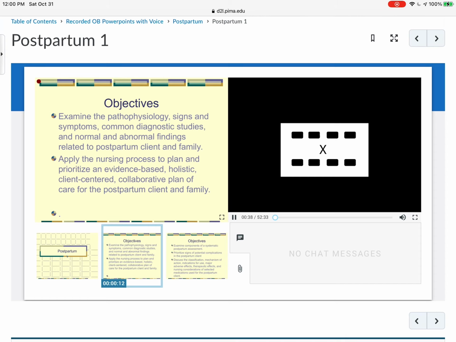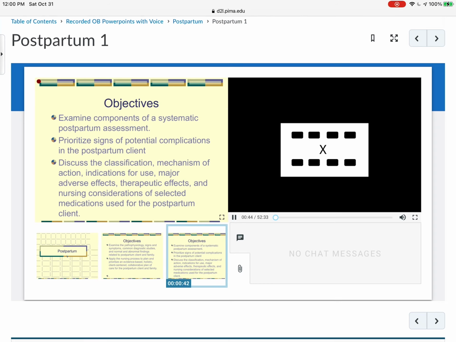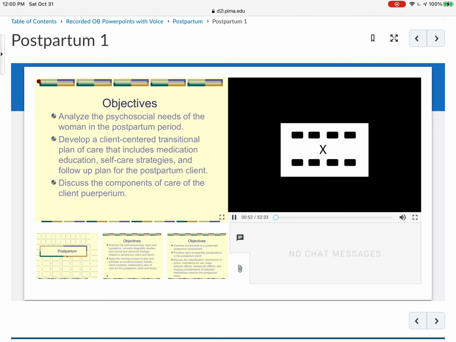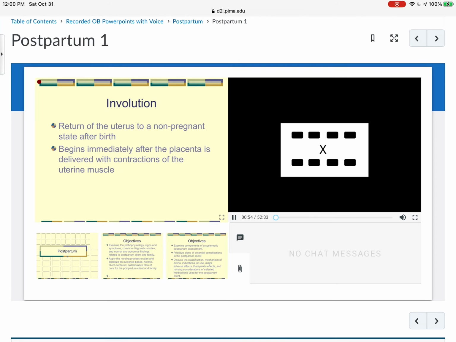In addition to that, this assessment is very important because remember we talked about the number one risk factor to our patient is hemorrhage, and the majority of hemorrhages that you will see are in the postpartum period. So it's important to know the normals so that we can identify those that are abnormal.